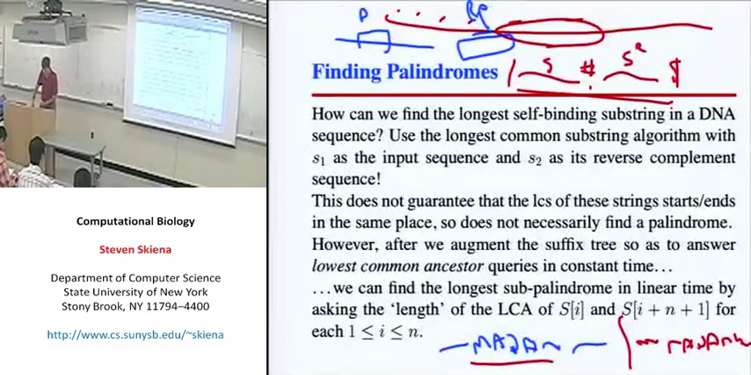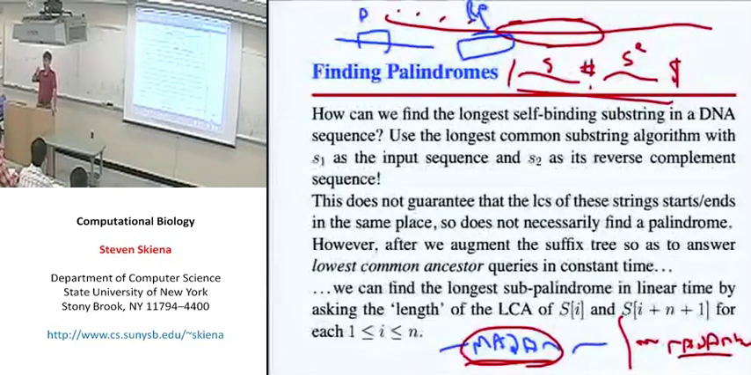So the blue and the red, my claim is, if madam is a palindrome, which it is, right? It's got to be in both this string and that string, right? And so the longest common string where we have a string and its reverse is a palindrome, except when it's not. Now, why is it not?